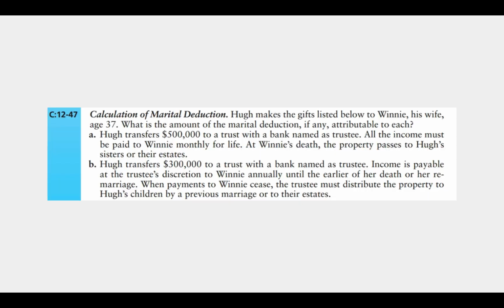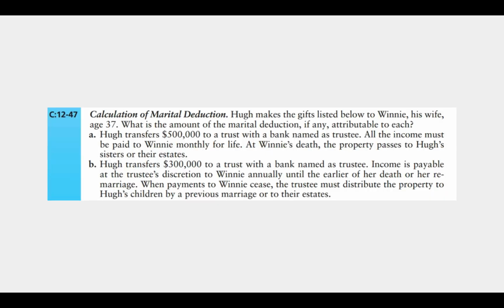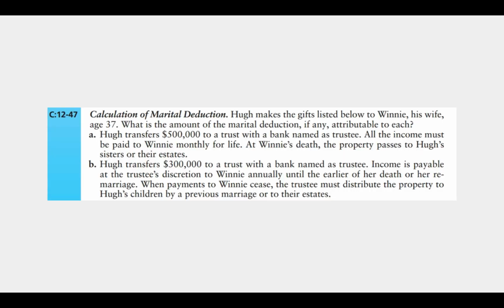All right, and they're asking, what is the amount of the marital deduction? So in Part A, the Q-tip rules do apply. This is a Q-tip transfer. So Hugh receives a $485,000 marital deduction, which is calculated as the amount he transfers minus the annual exclusion. Again, this is a Q-tip transfer because Winnie gets the income for life, and no one can change that during her life.